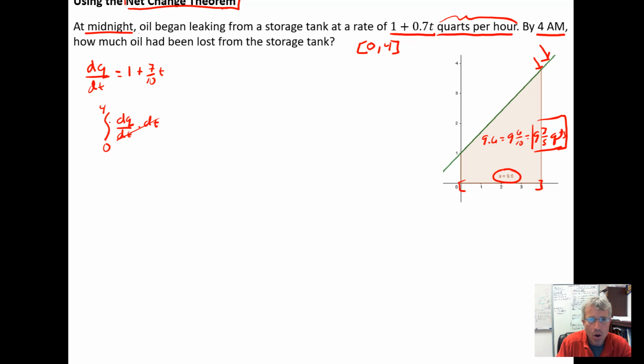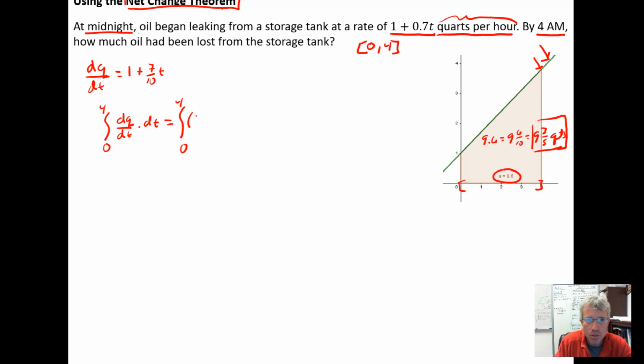I'm going to add up all the changes in quarts over that time interval to get the total number of quarts. I don't need to write this piece right here. I'm mostly doing this because I want you to see that what you get is a dq term, the change in quarts, which you're going to add up. Integral notation is just a Riemann sum as the number of estimating rectangles goes to infinity. So I'm going to integrate over the time interval from 0 to 4.